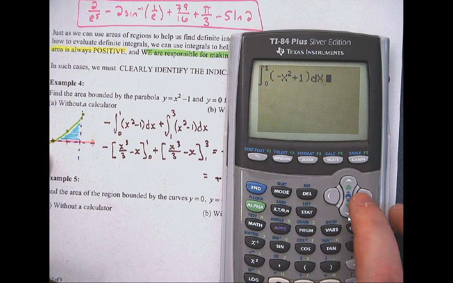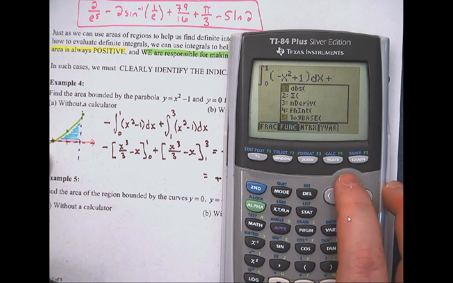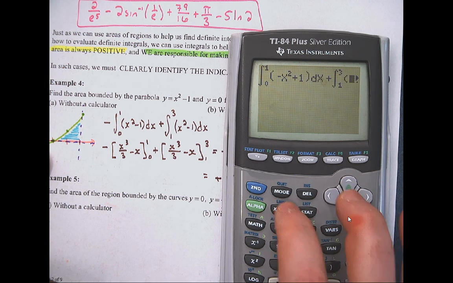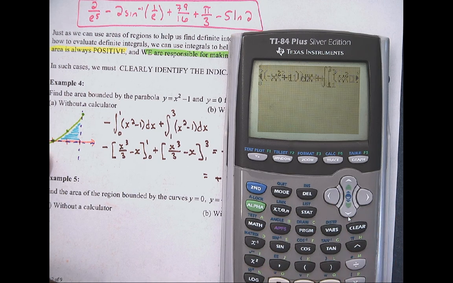dx plus, go back into your integral. We're going to integrate from 1 to 3. Oops, I have 0. 1 to 3, and then I'm going to go back to the other one, x squared minus 1, dx.